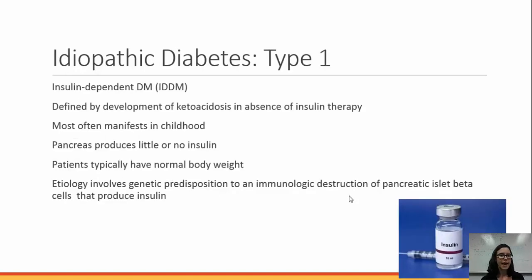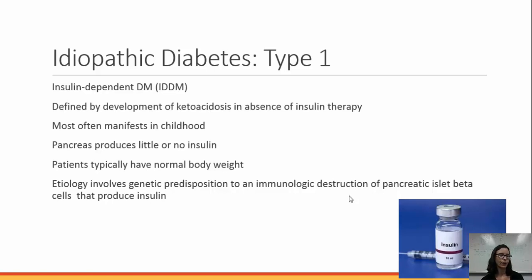So first we have type 1 diabetes, also called insulin-dependent diabetes mellitus. This is defined by the development of ketoacidosis in the absence of insulin therapy. These individuals have an autoimmune disorder in which their beta cells that make insulin are destroyed, so they have very little or no circulating insulin at all.